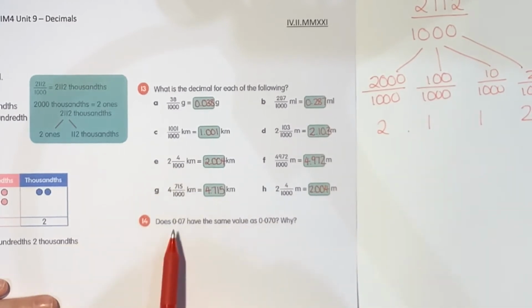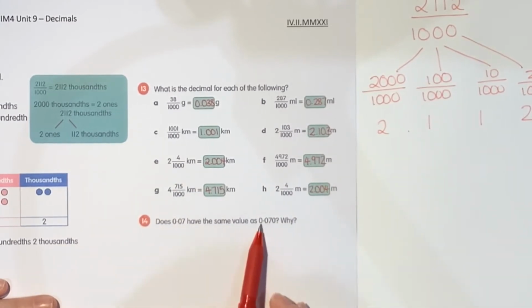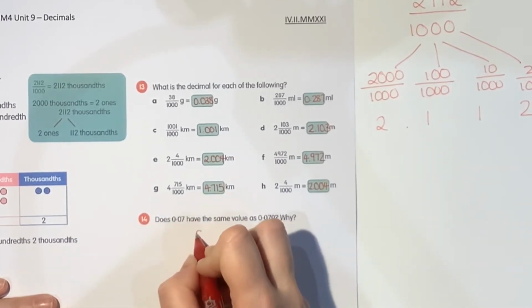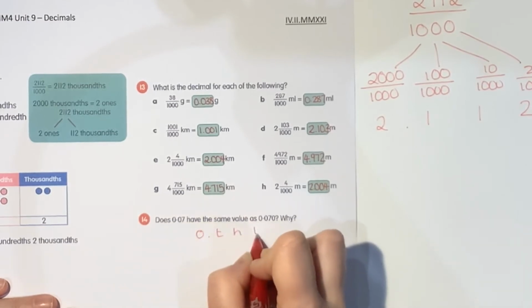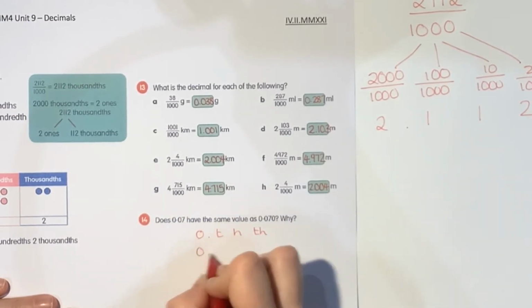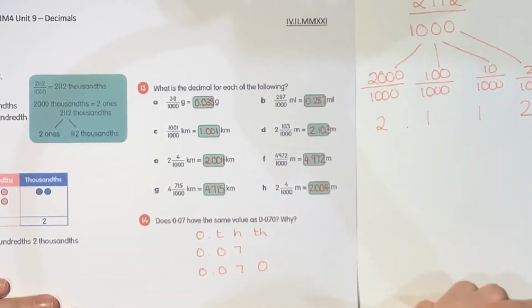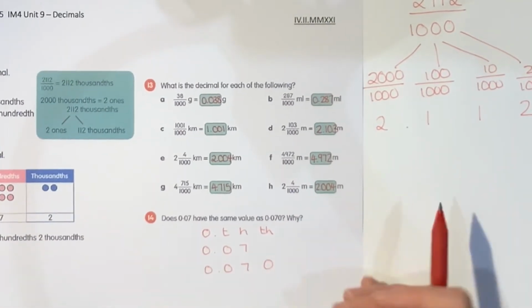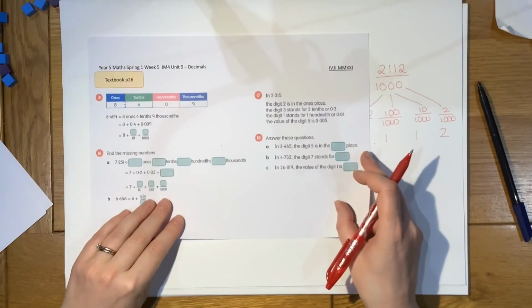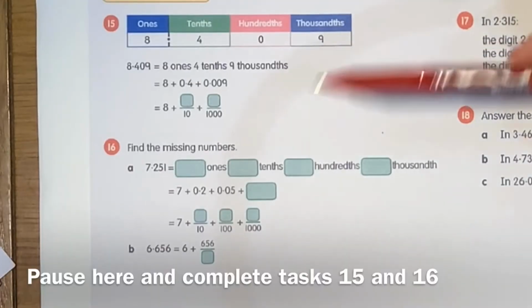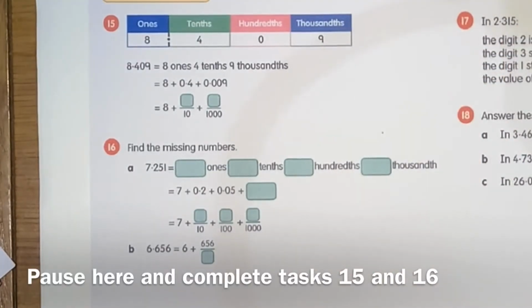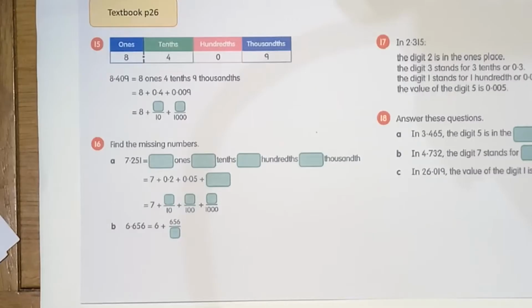There we go. Does 0.07 have the same value as 0.70? Yes, it does, because if we imagine that we're writing ones, tenths, hundredths, thousandths, we could write 0.07 and we could write 0.070, and still both of those numbers represent 7/100ths and nothing else. So they're the same. We don't need the 0 on the end, but it isn't incorrect if we do have it. Okay, let's have a look. A couple more then before you can have a little go. So could you work through 15 and 16 for me? And then we'll come back together to talk about 17 and 18.